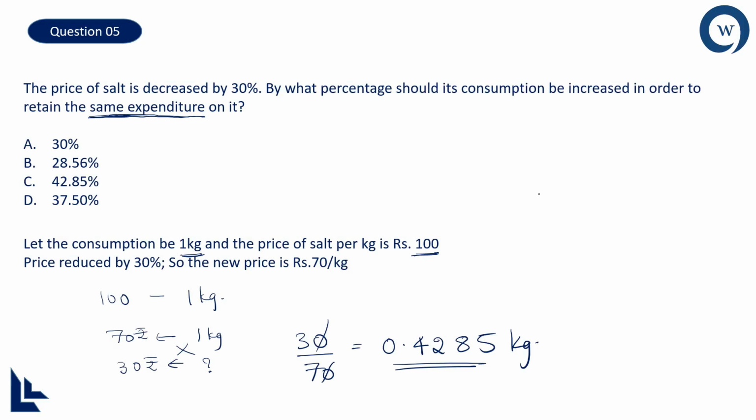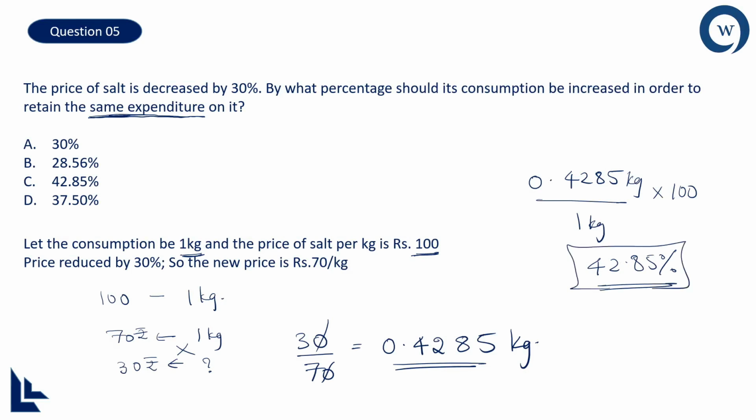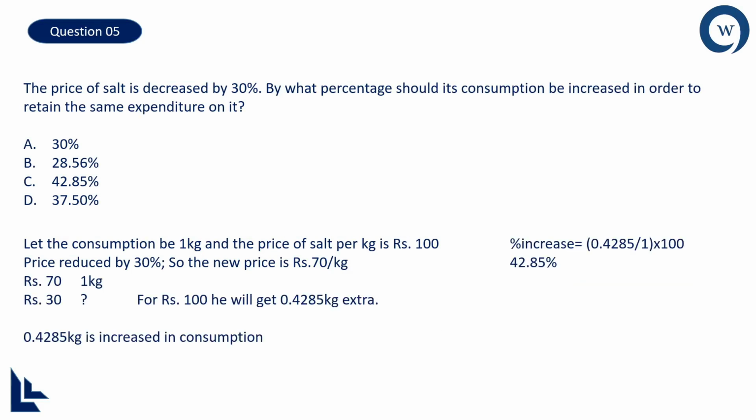And now this 0.4285 kg is how much percentage of the initial 1 kg? Simple, right? So 100 multiplied with this, you will get 42.85%. And now this is the conventional method. But how to solve this problem in a simple manner? Now if you look at the problem, this problem looks very simple.